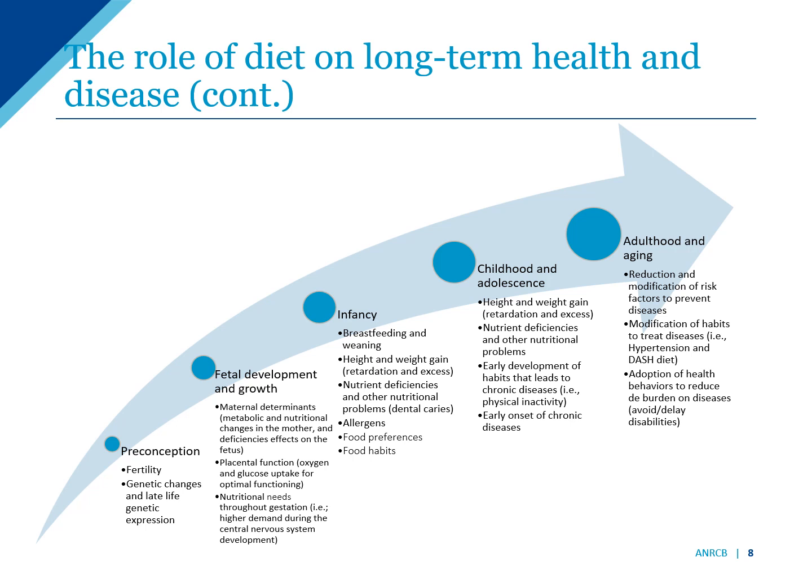Now, in childhood and adolescence, we keep up with height and weight gained, as well as other nutritional deficiencies and problems that can be carried on from infancy. But also, we can see the early development of some habits and even the onset of some diseases that can become chronic. And finally, during adulthood and aging, nutrition becomes very important in the reduction and modification of risk factors to prevent diseases. It's also important to modify habits to treat diseases and to adopt healthy behaviors to reduce the burden of diseases.